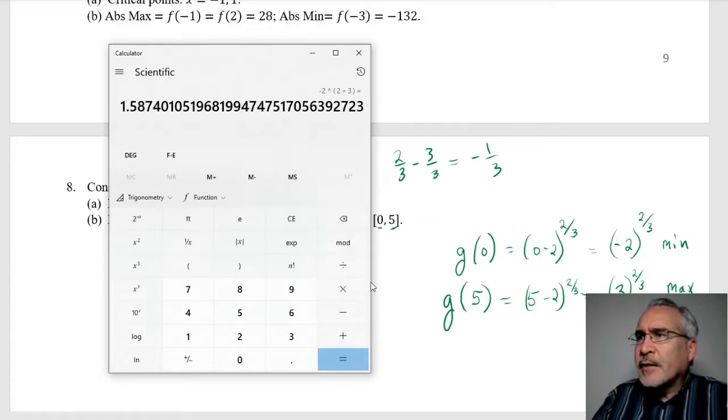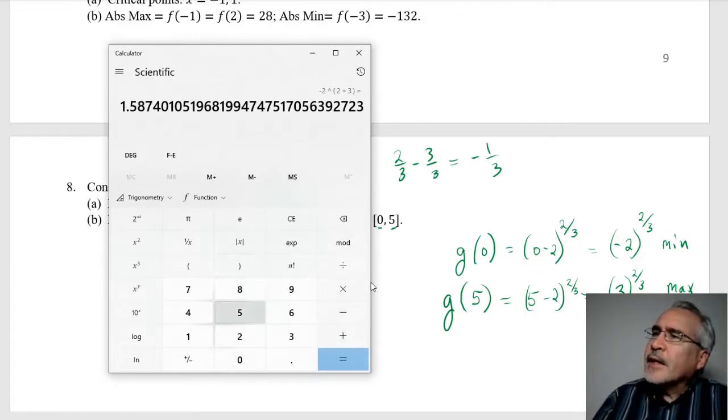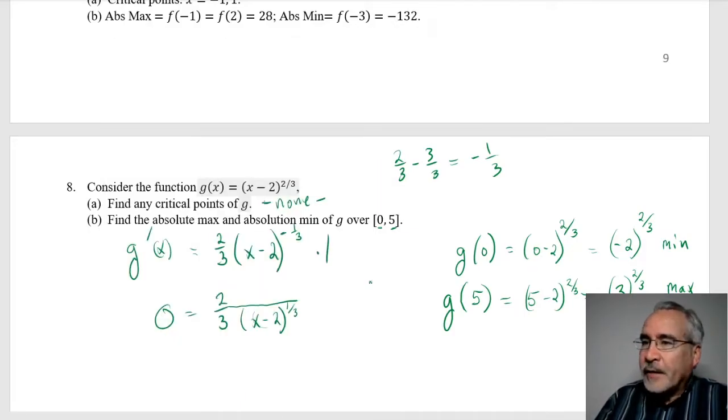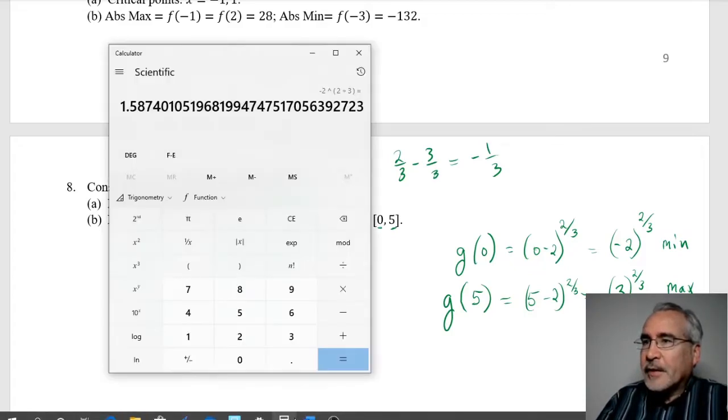And I'm wondering why I don't have a negative, because I am squaring it. I'm squaring it and then taking a third root, or vice versa, is really how it happens. So it is positive. That's something I jumped to. It's 1.587.